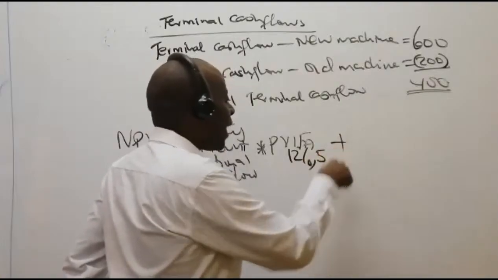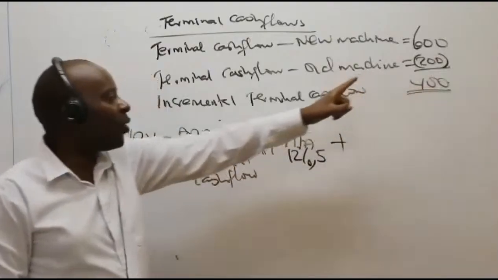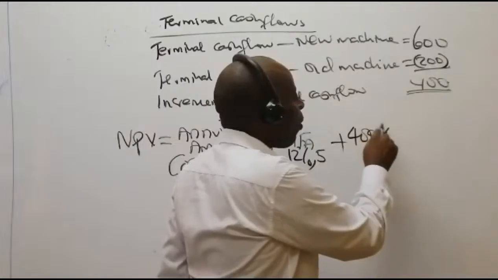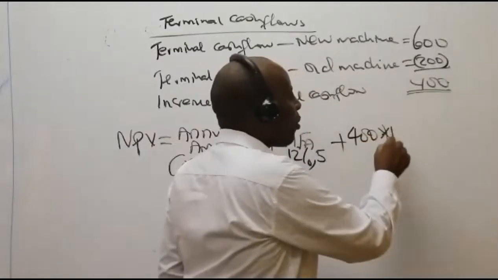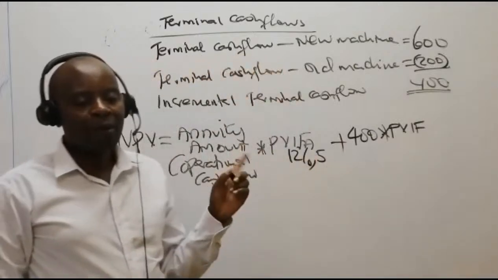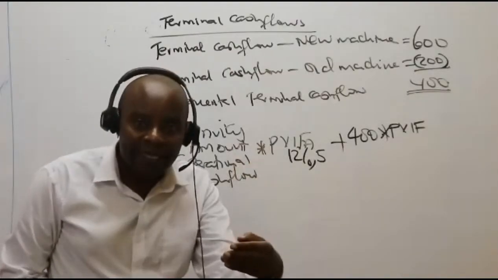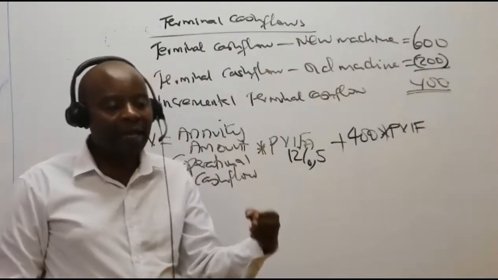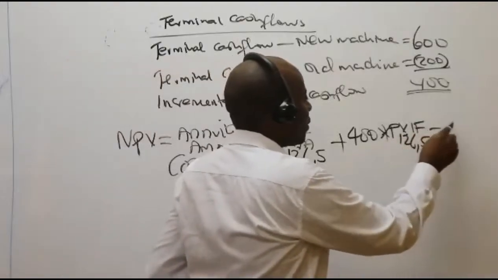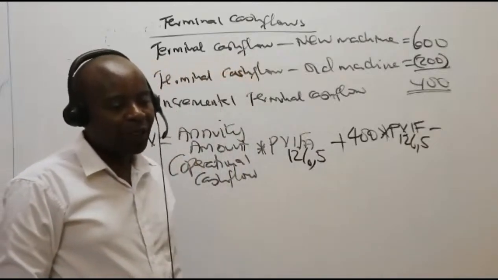Plus, there is this other cash flow when things come to an end. There is a terminal cash flow of 400, but because it's a one-off amount, we can only multiply it with the PVF, the present value interest factor. It's a one-off amount, so you can only multiply this with PVF, still with the same parameters, 12% and 5 years. And then at the end of the day, we'll come and subtract the initial outlay.